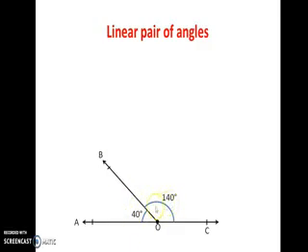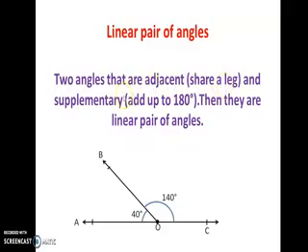And also they are supplementary, isn't it? These two angles are supplementary because if I add this 140 degrees and 40 degrees, it becomes 180 degrees, isn't it, children? So these are supplementary also. These types of angles we call a linear pair of angles. If two angles are adjacent and supplementary, then they are a linear pair of angles. I hope you understood, children.